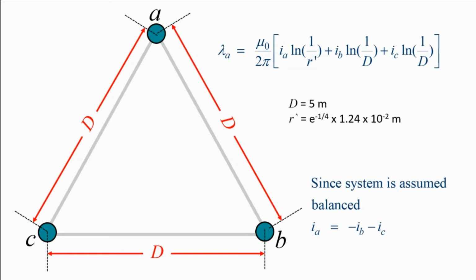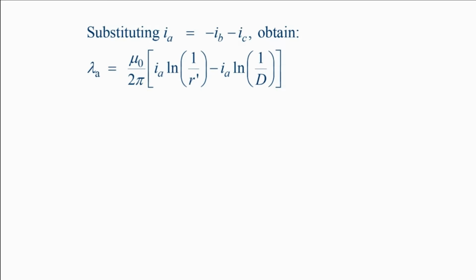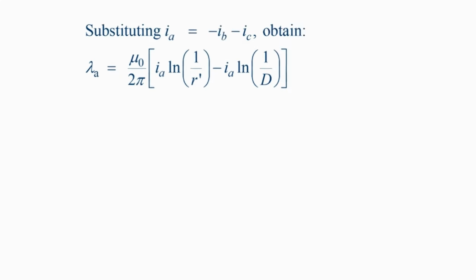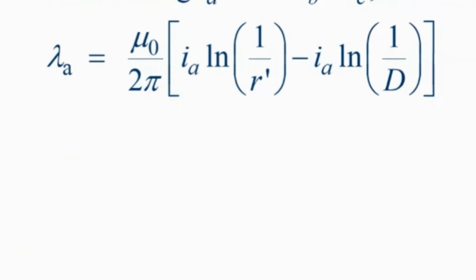Why? Because if you see the last two terms, we have ln 1 over D. If you take it as a common factor, it will be multiplied by IB plus IC. So IB plus IC, I can put it like minus IA. Now we'll substitute this. The last two terms, ln IB IC, have the common factor ln 1 over D. I sum them: plus IA, IB plus IC. IB plus IC equals minus IA. So we are coming to this one.